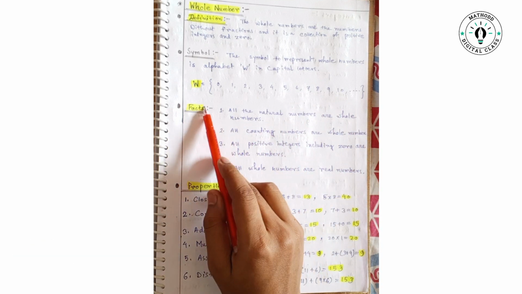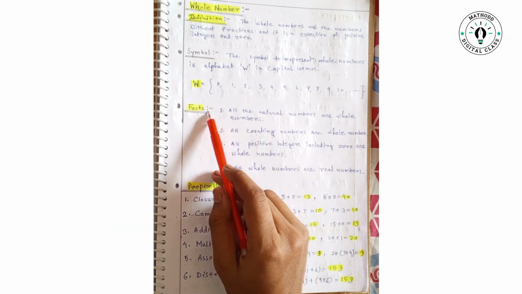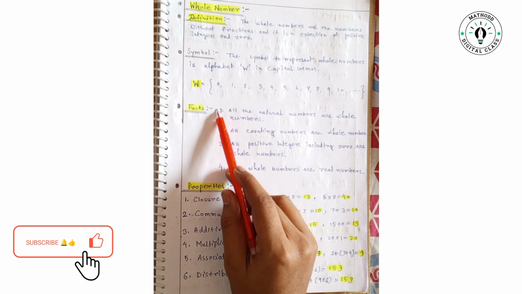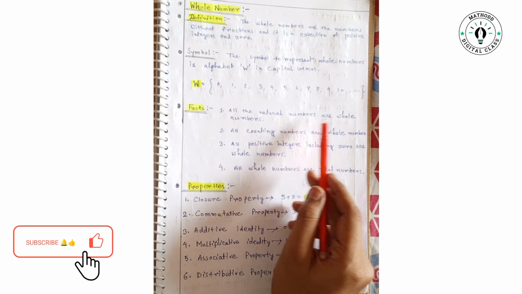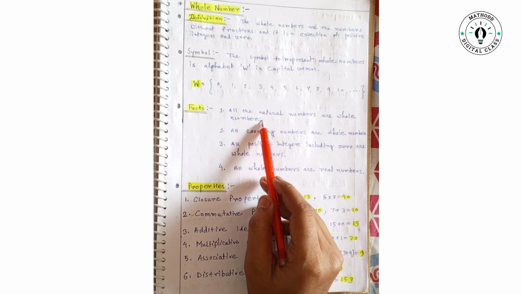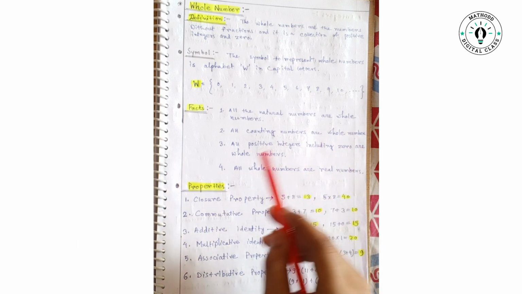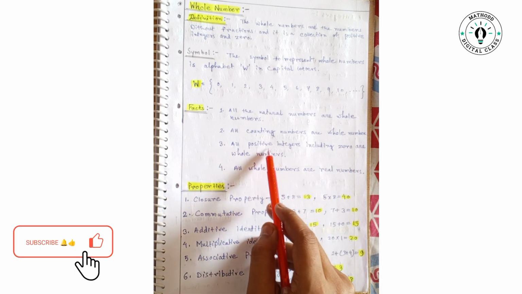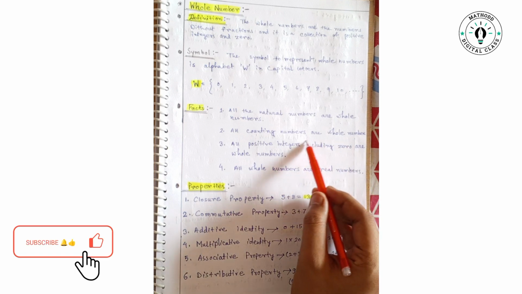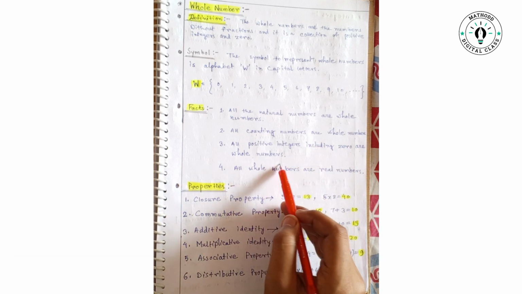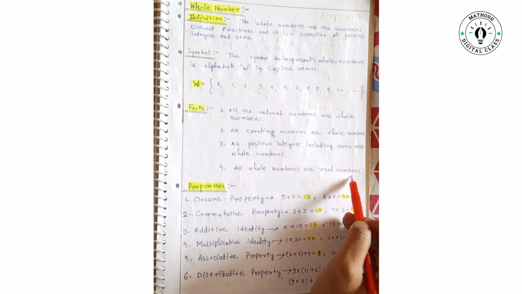Now we will learn some facts on whole numbers. The first fact is all natural numbers are whole numbers, and the second is all counting numbers are whole numbers, and third is all positive integers including 0. Please remember that numbers including 0 are whole numbers, and the fourth is all whole numbers are real numbers.